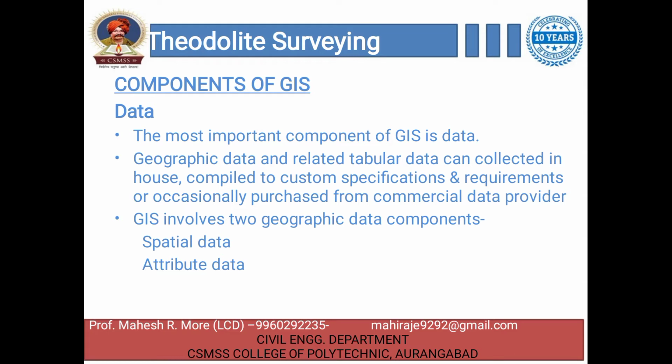Data. The most important component of GIS is data. Geographic data and related tabular data can be collected in-house, compiled to custom specifications and requirements, or occasionally purchased from a commercial data provider. GIS involves two geographic data components. The first one is spatial and the second one is attribute data.